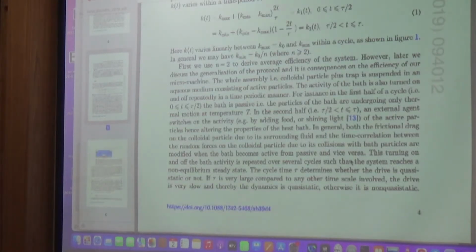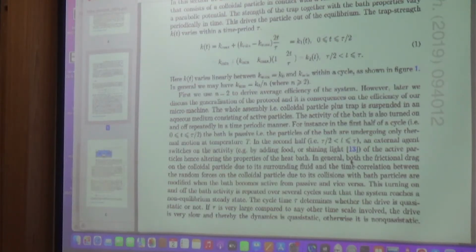Has this been tested experimentally? This particular feature of correlation, no, not yet.